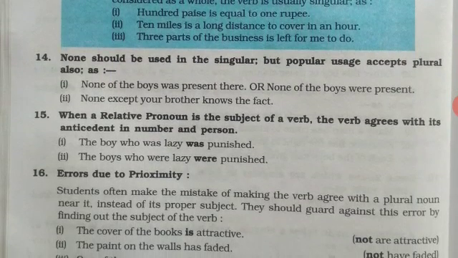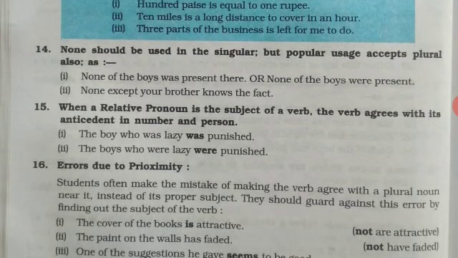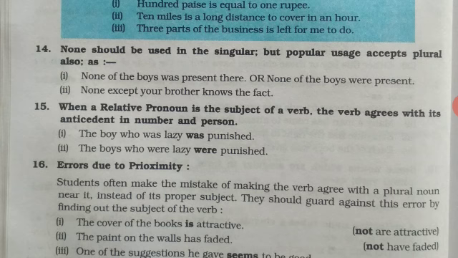Clear? When a relative pronoun is the subject of a verb, the verb agrees with its antecedent in number and person. जब कह रहे relative pronoun से पहले उसके accordingly use होगा. Here, the boy who was lazy was punished. ठीक? The boy who was lazy. और अगर लिखे the boys who were, तो जो relative pronoun है आपका who है, who के before जो subject है उसके accordingly you will use here your verb.